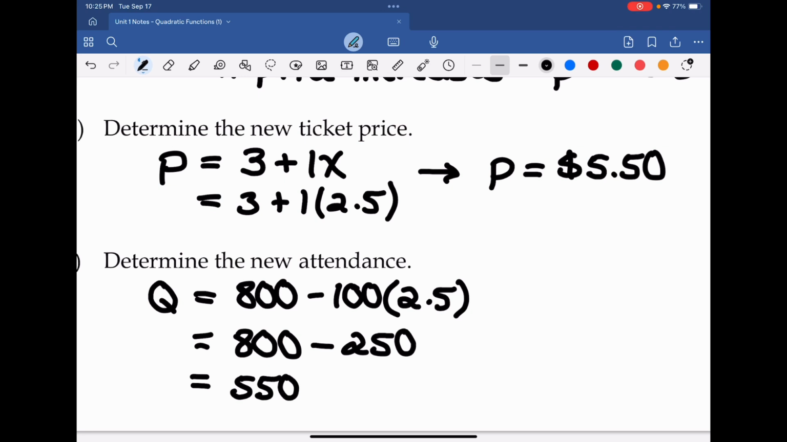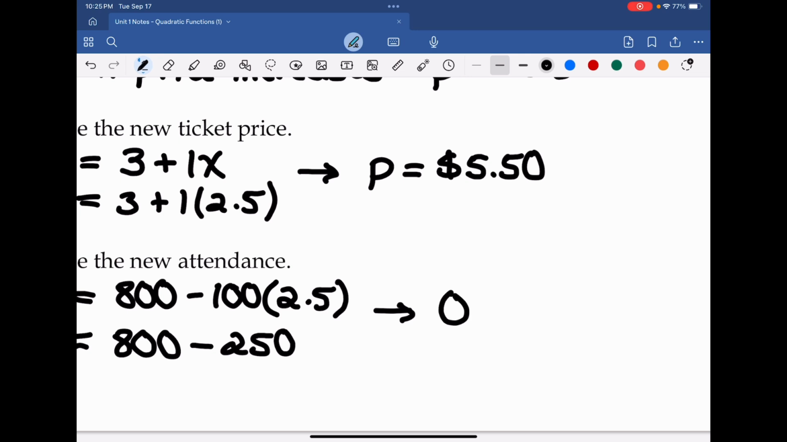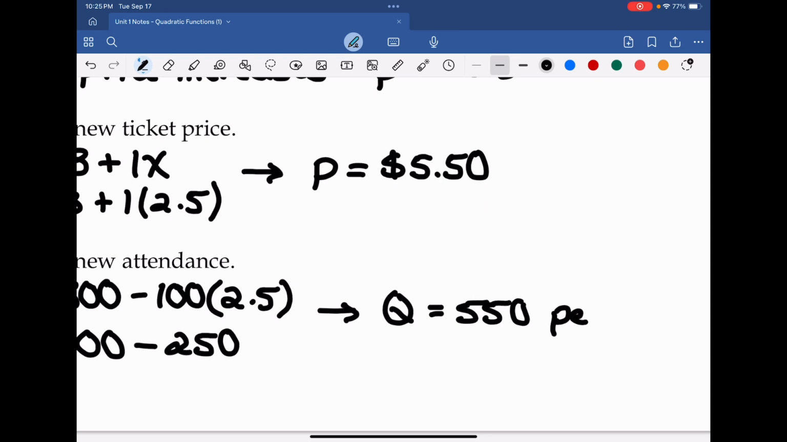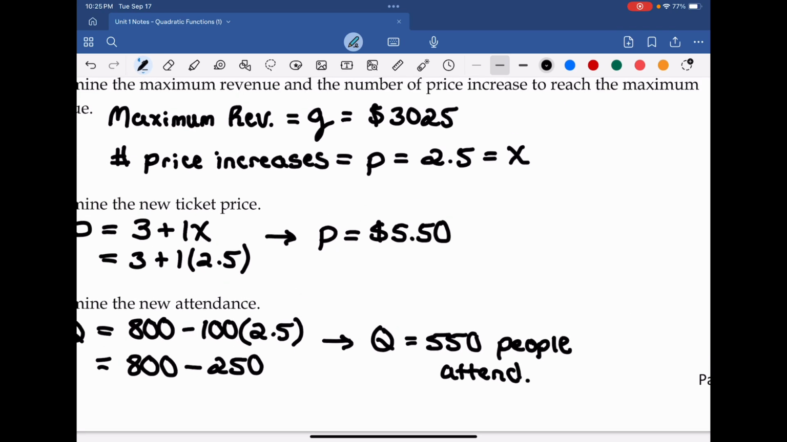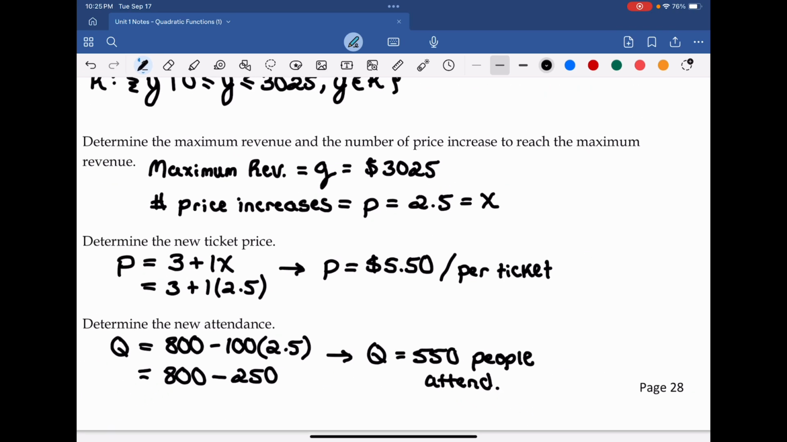And so let's make sure, I'm going to write it in a very similar format just to keep everything uniform. The quantity of people that go is 550 people. I'm going to phrase it as 550 people attend, just to keep it all nice there. And then we could even write up here, this is $5.50 per ticket, just to be even more clear. I think clarity is important in math, especially in these word problems.